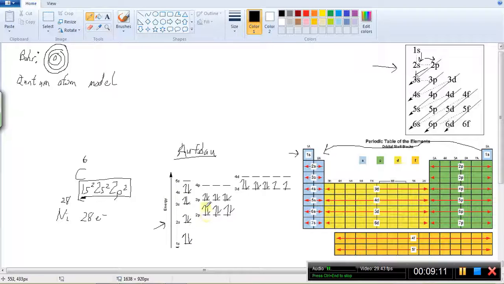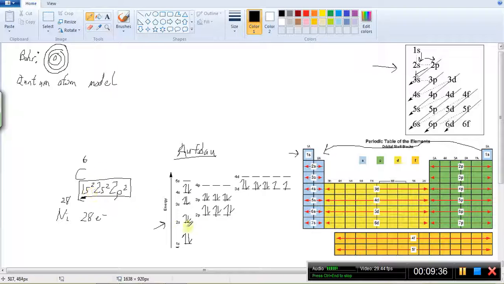2, 4, 6, 8, 10, 12, 14, 16, 18, 20, 2, 4, 6, 8. Yes, okay, good. I counted correctly. And it's always a good idea when you're doing an element with a lot of electrons to go back and count and make sure you have the same number of arrows that you have electrons, just to double check your work, because it's easy to miscount when you're writing in all these arrows. So there's my electron configuration diagram for nickel.